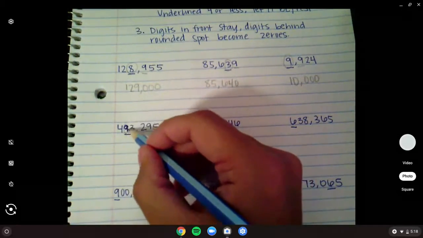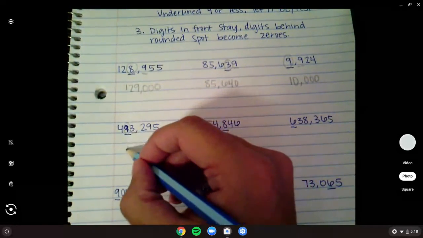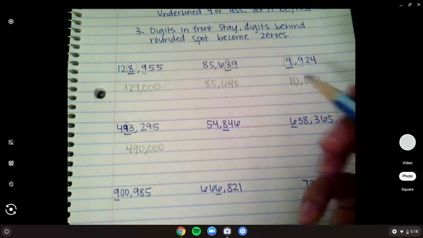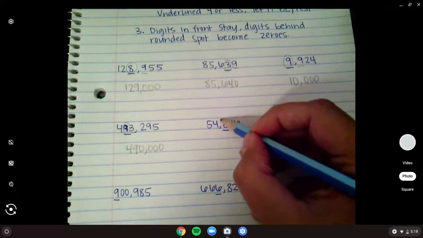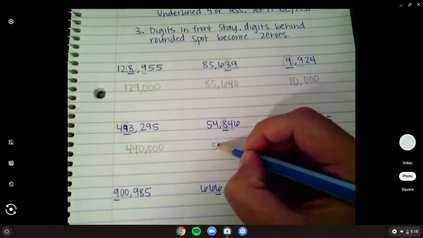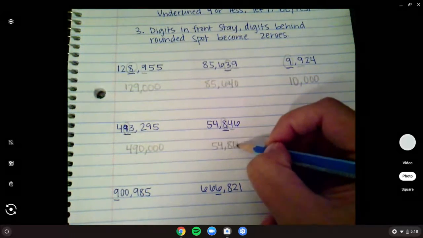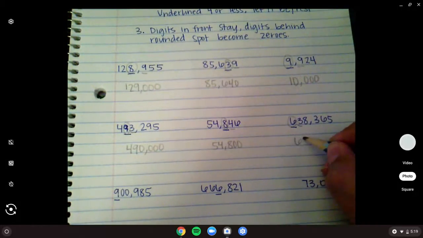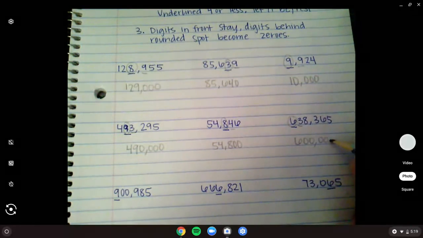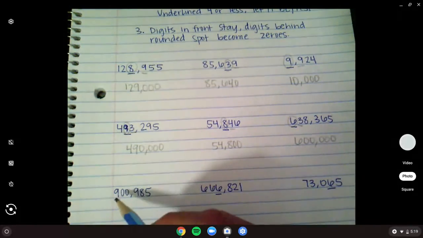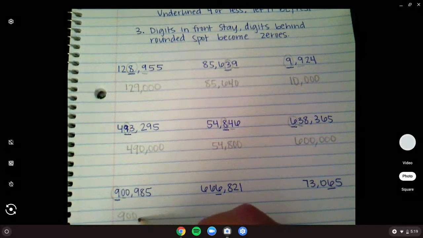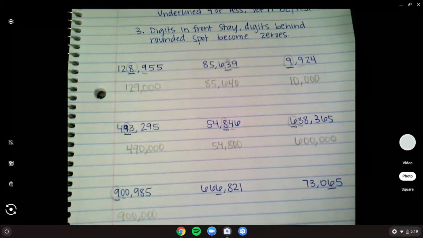For this one, we're rounding to the 10,000s. 400, it would stay in that 90,000. For the middle one, we're rounding to the hundreds. So it would stay at 54,800. It would lay it to rest. Same with our 100,000s for this one. We would lay it to rest to 600,000. For 900,000, it would stay at 900,000.